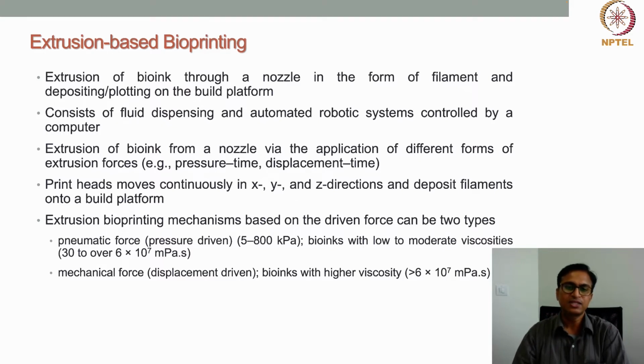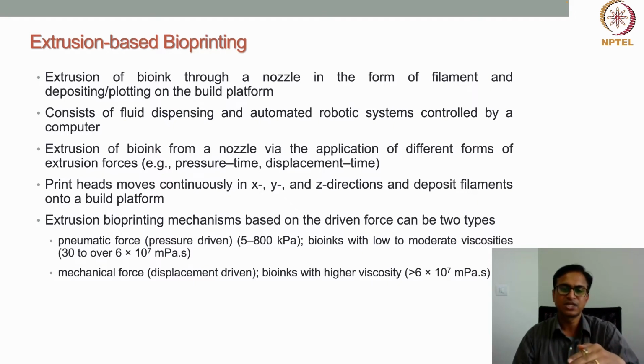Another thing to remember is that the syringe, or the cartridge, can be put inside a temperature control jacket, so the temperature of the syringe can also be controlled. Either we can heat up the syringe, or we can cool it down. So temperature control of the syringe is very much required to print certain types of biomaterials. The stage temperature can also be controlled. We can keep the stage at 37 degrees centigrade, at room temperature, or below, depending upon the required temperature.